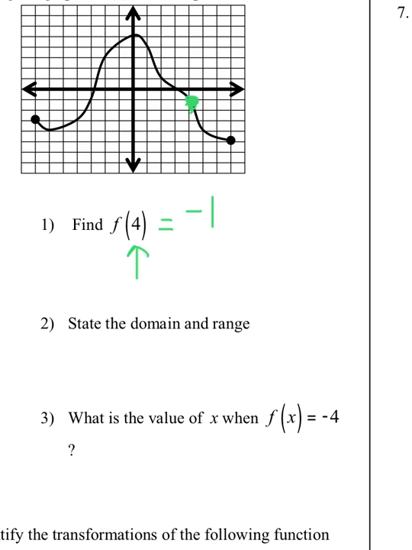All right, so the next thing we're going to do is state the domain and range. The domain for this function, if we count back to the first dot we see on the left, 1, 2, 3, 4, 5, 6, 7, this value for x is -7. And if we keep counting to the right to where the graph ends at this dot, 1, 2, 3, 4, 5, 6, +7. So our domain for this graph, since it ends right here, is -7 to +7.